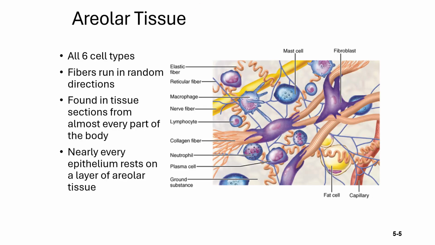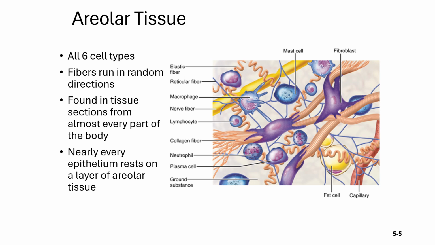Discussing the loose fibrous tissue, let's talk about the areolar tissue. There are two types of loose fibrous connective tissue: areolar tissue, and also reticular tissue. Areolar tissue possesses all 6 types of cells: the fibroblasts, macrophages, leukocytes, plasma cells, mast cells, and fat cells.